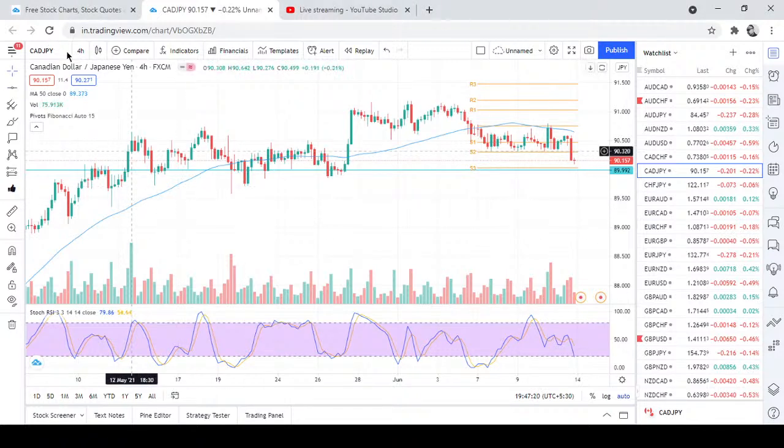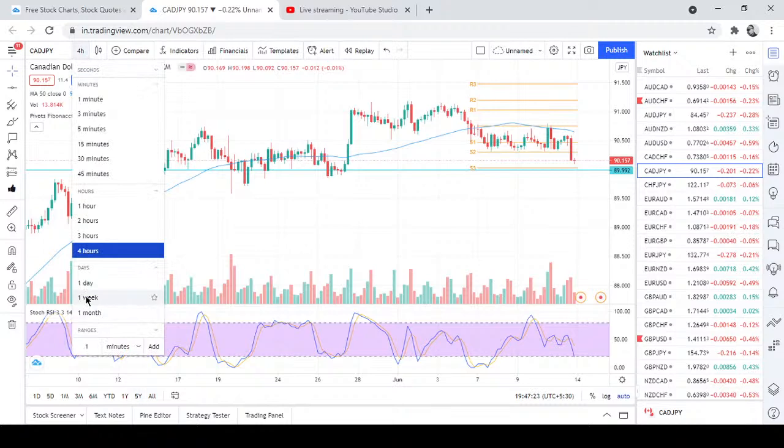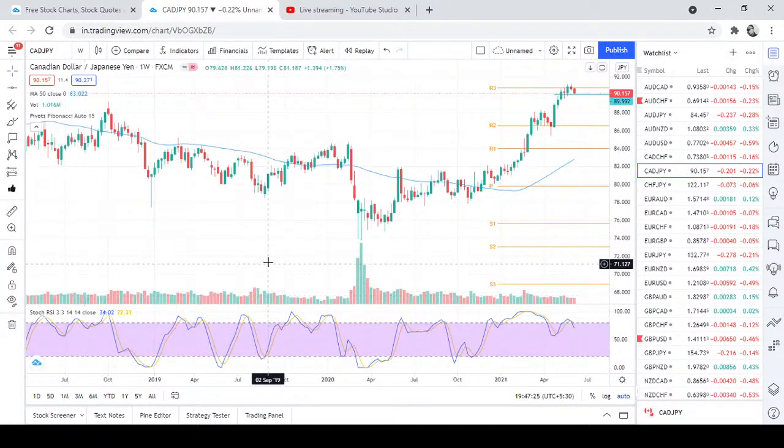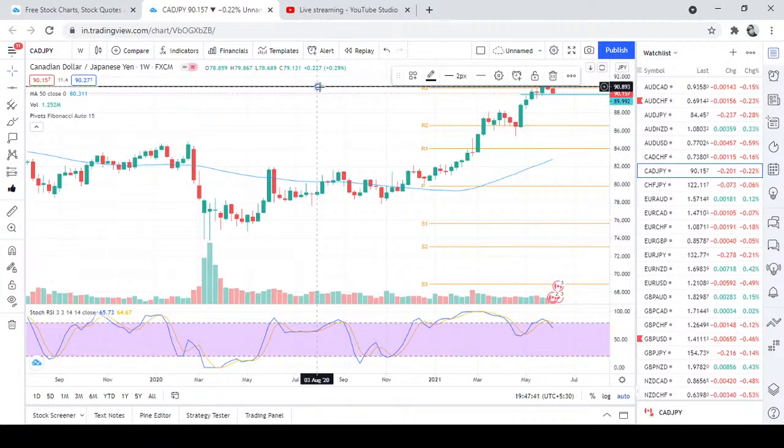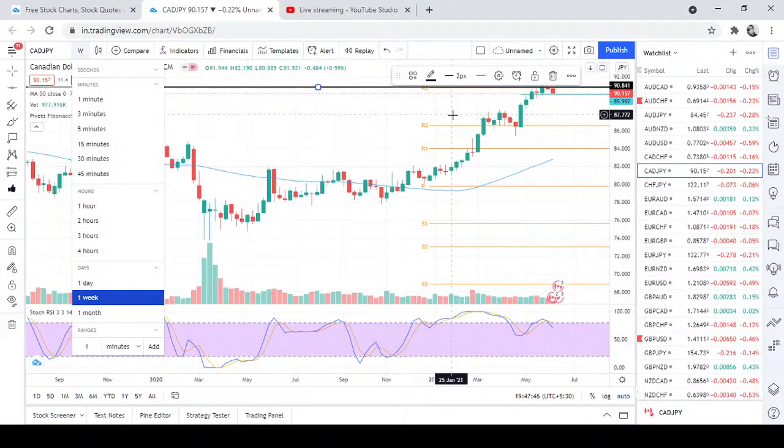Now let's switch to the weekly time frame once and see what it is telling us. The weekly time frame is telling us that the market is very much bullish, and we have a resistance on the weekly chart, so we must be careful. After hitting the resistance level, the market failed to cross, and right now the market is coming down. So from the weekly chart we have the resistance level.